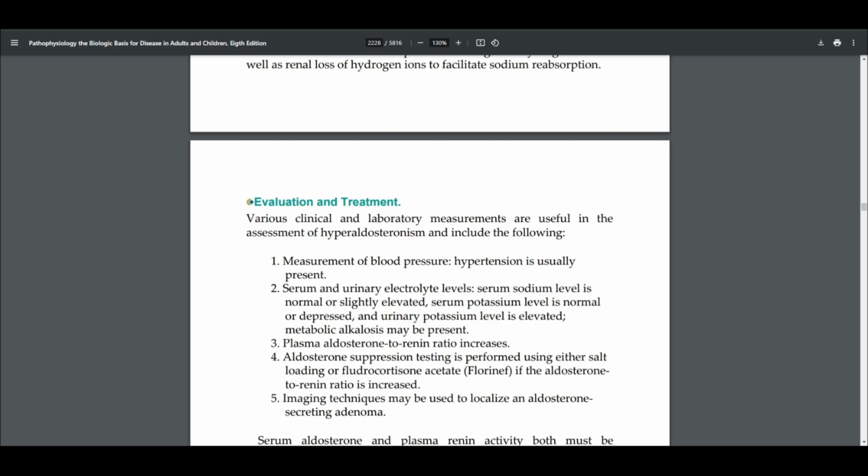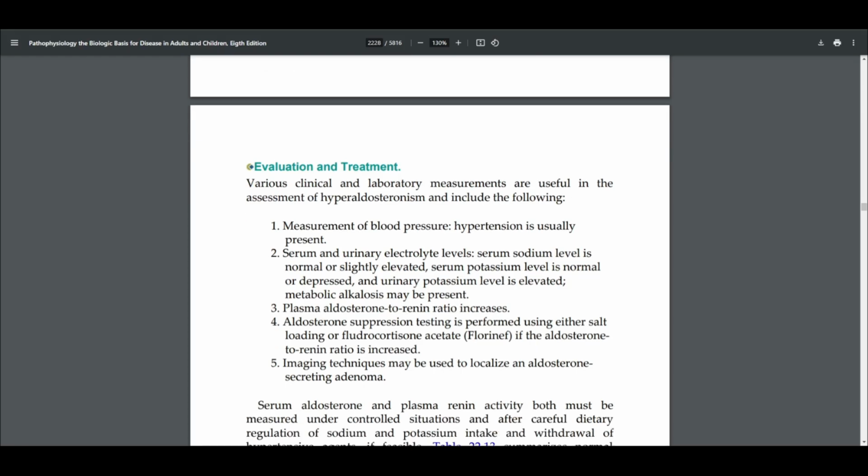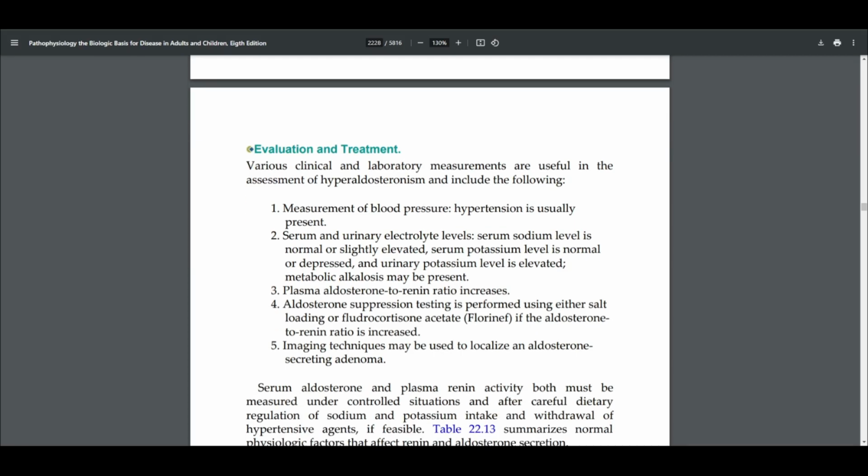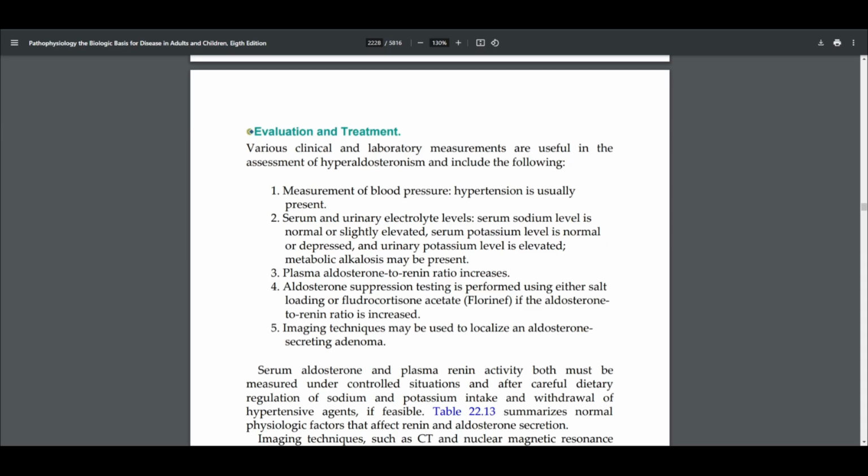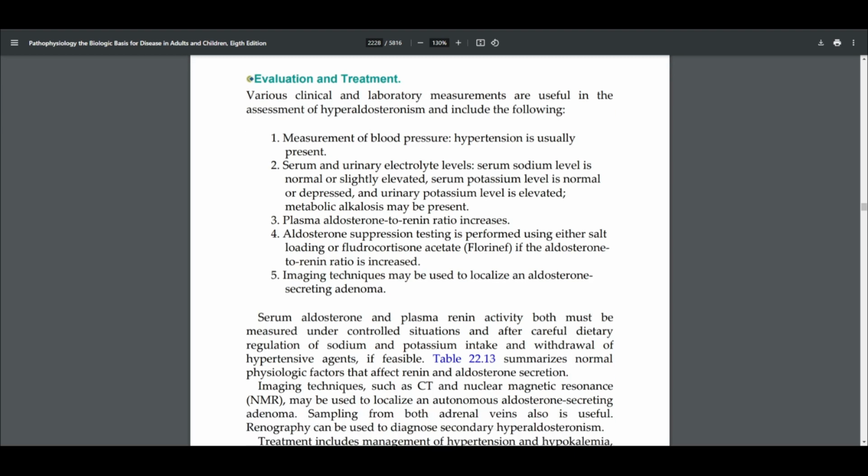So, our evaluation and treatment. Various clinical and lab measures are useful in the assessment of hyperaldosteronism and include the following. A measurement of blood pressure. Hypertension is usually present. Serum or urinary electrolyte levels. Serum sodium level is normal or slightly elevated. Serum potassium level is normal or depressed, and urinary potassium level is elevated. Metabolic alkalosis may be present.